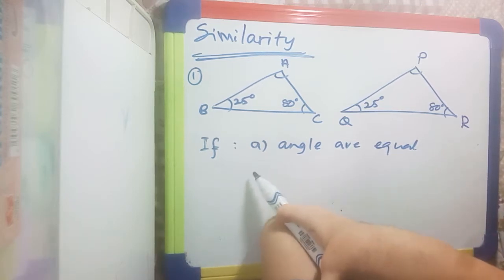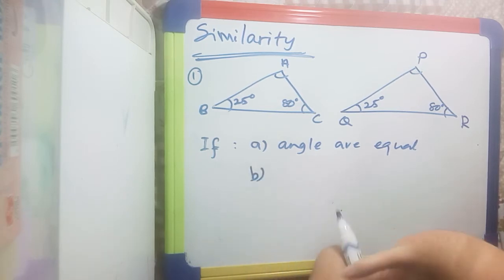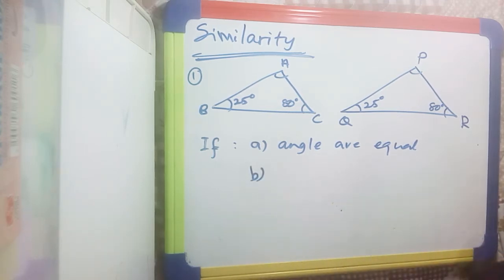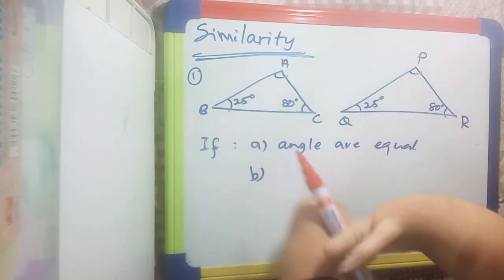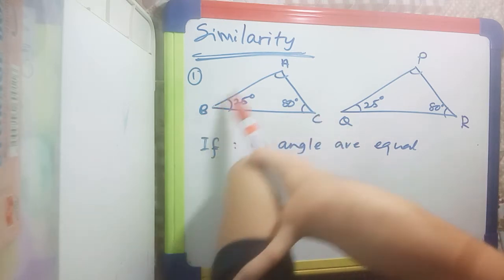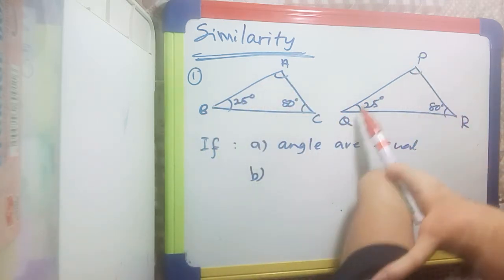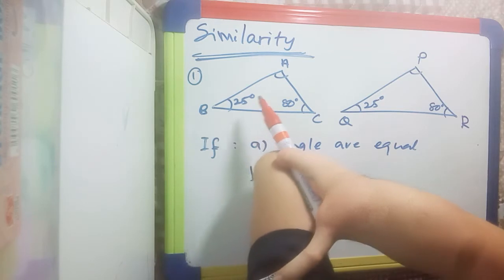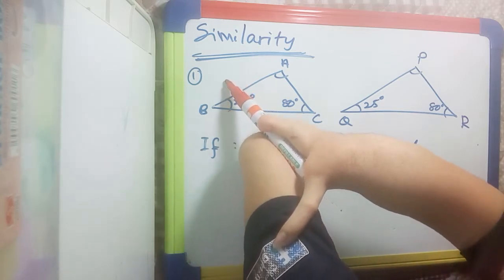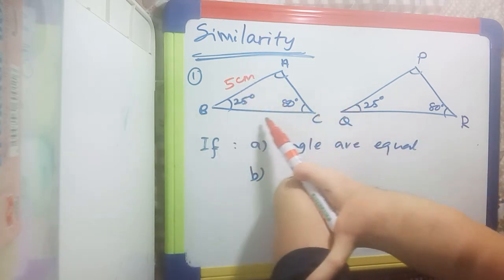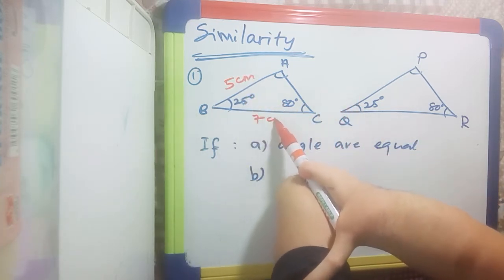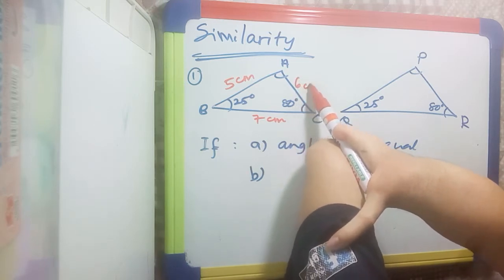Okay, number two. Another thing, if we want to say the two objects are similar, the next thing that you need to check is the sides of the object. This is triangle ABC, this is triangle PQR. What does it mean by check the sides? Let's say the length over here is 5 cm, the length over here is 7 cm, the length over here is 6 cm.